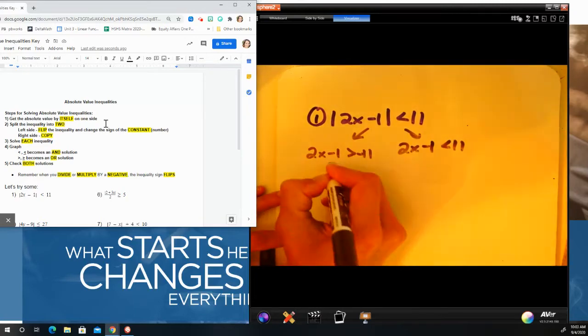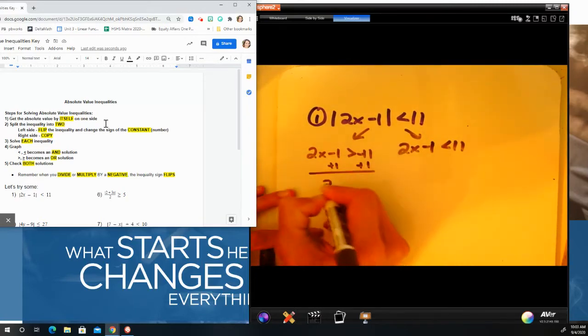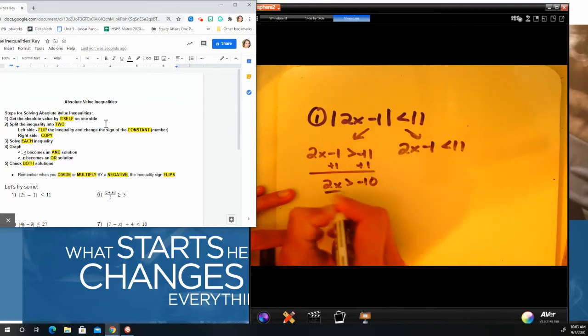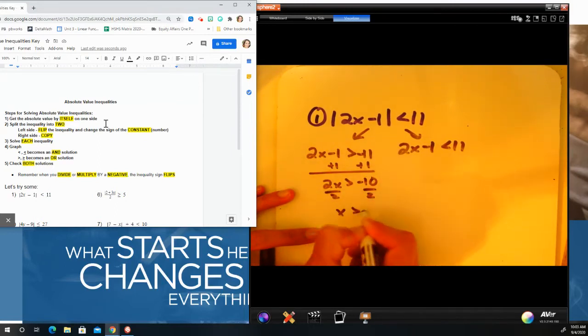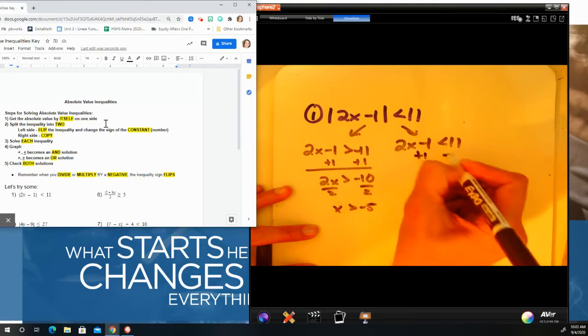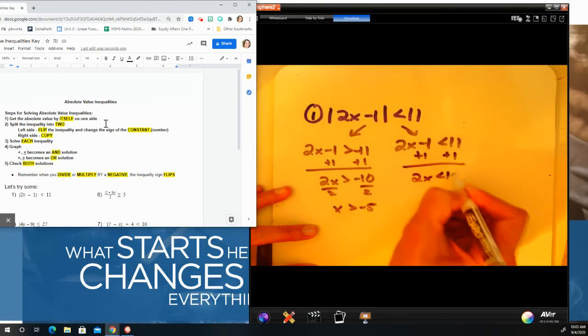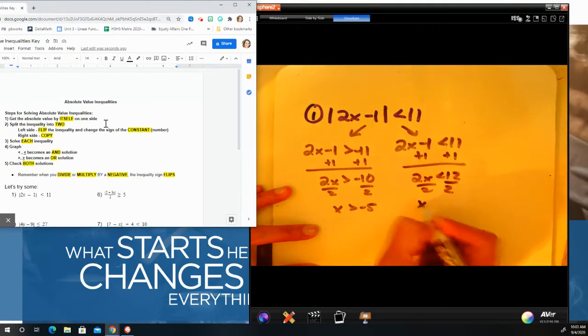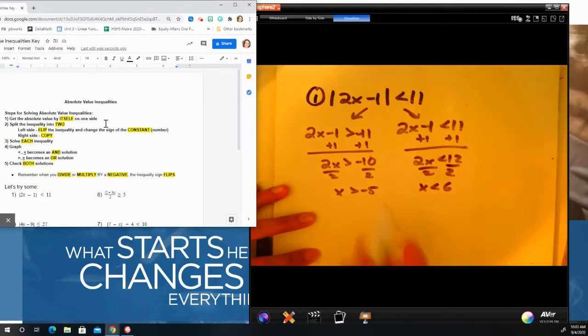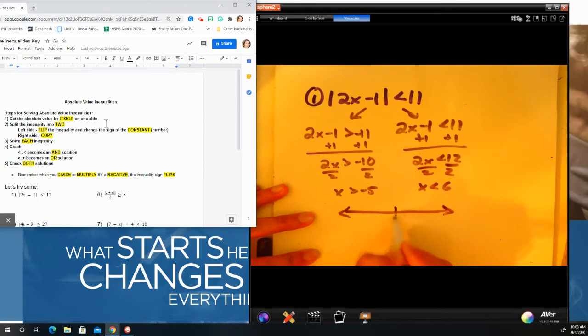From here, it should be very easy because we're just solving. 2x is greater than negative 10, divide by 2, x is greater than negative 5. You guys are amazing at solving. Over here, we'd get x is less than 6. On my number line, I have 0, 2, 4, 6, and negative 2, negative 4, negative 6. Greater than negative 5, don't include it. And then less than 6, don't include it.